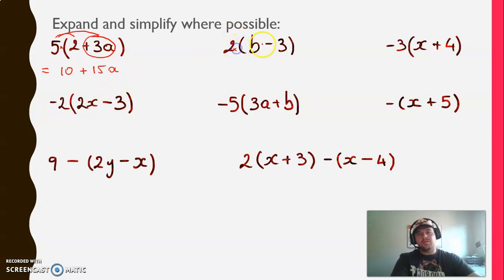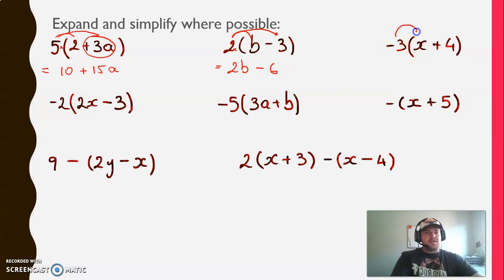2 times (b - 3), so it's 2 times b, 2b, and then this is where you have to be careful. Sometimes students tend to look at this, that's a 2 minus 3, so minus 1, and they put a minus 1 there. That's wrong, because remember, there is multiplication there. You have to multiply the 2 by the negative 3. 2 times minus 3 is negative 6.